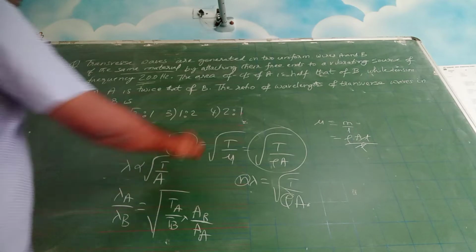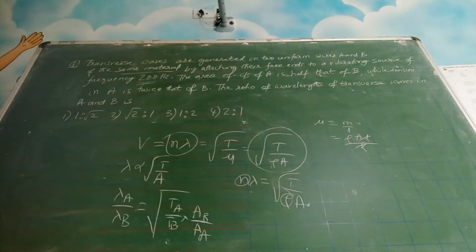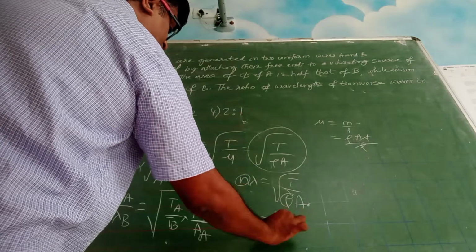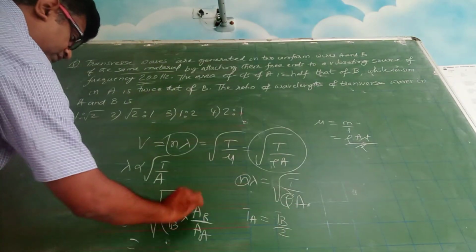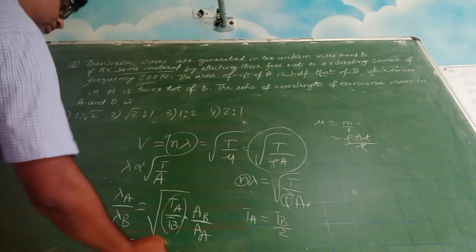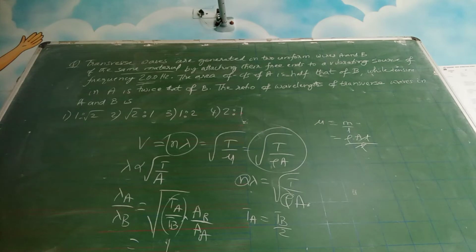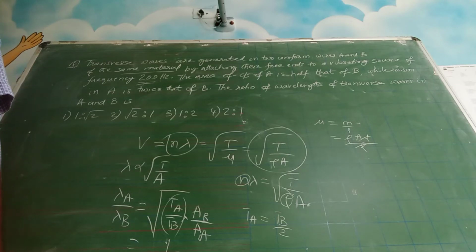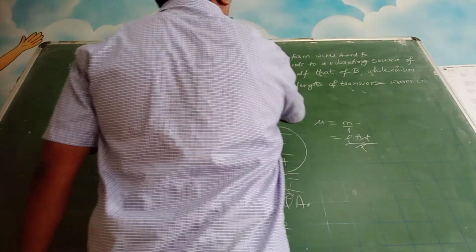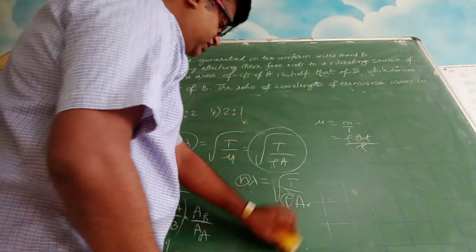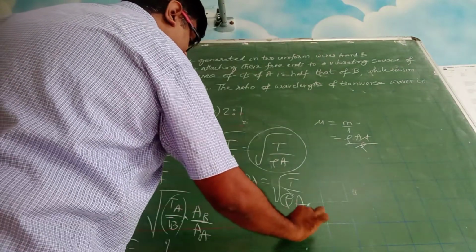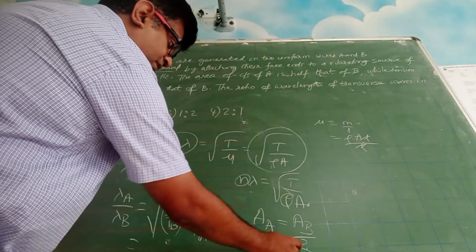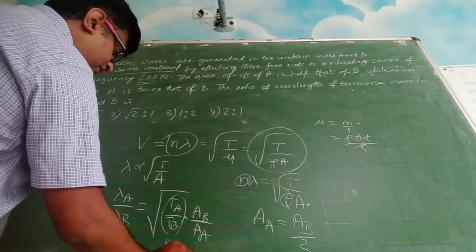Now look at the question. The area of cross section of A is half that of B. So AA by AB will be 1 by 2. Here it is AB by AA, it will be 2 times.